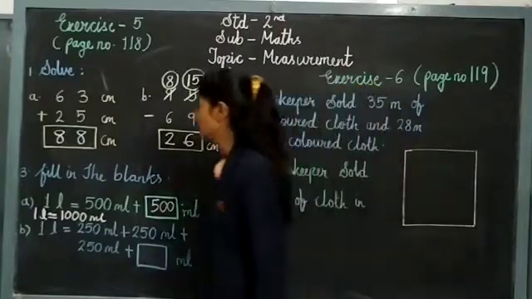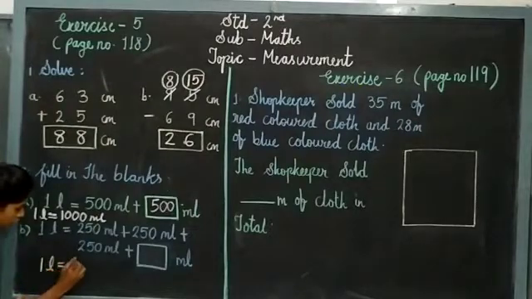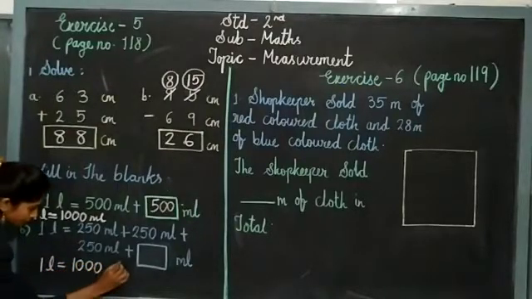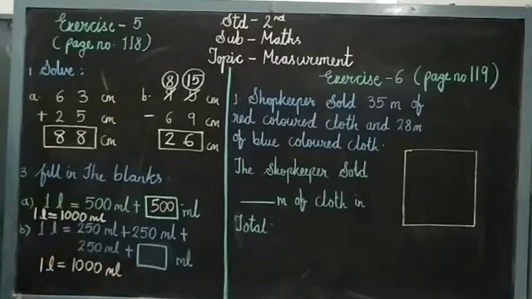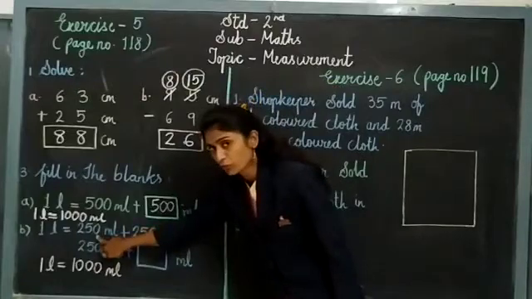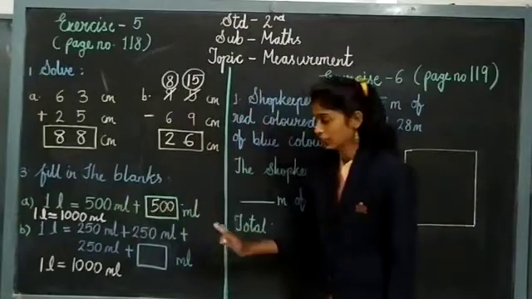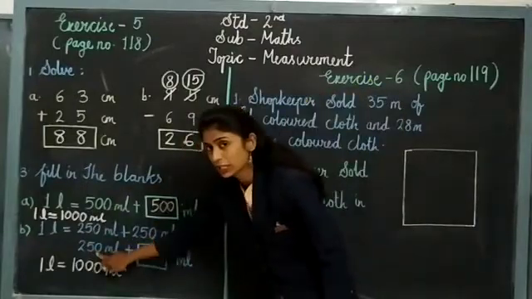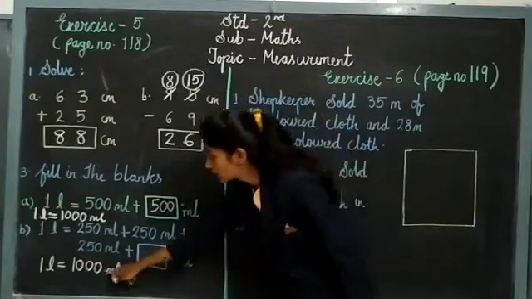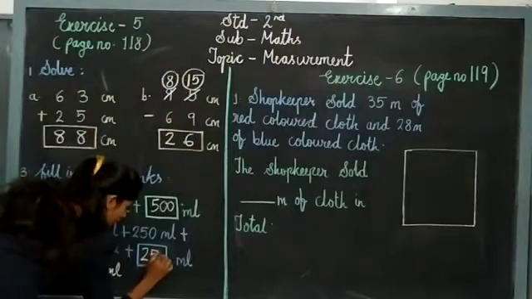Now this is also very simple. Just now we have seen, we know the fact that 1 liter is equal to 1000 milliliter. Now 250 milliliter is given, this 250 and this 250. Both 250 you have to add. You will get 500 milliliter. When you are adding this 250 milliliter with this 250 milliliter, you will get 500 milliliter. Plus again 250 milliliter. So what is remaining here? 1000 milliliter. Again you have to write here 250 milliliter.